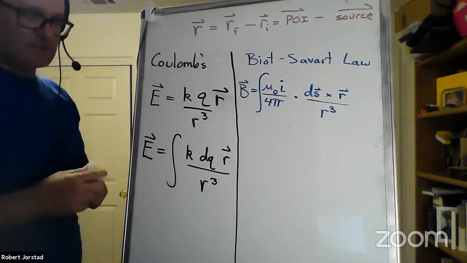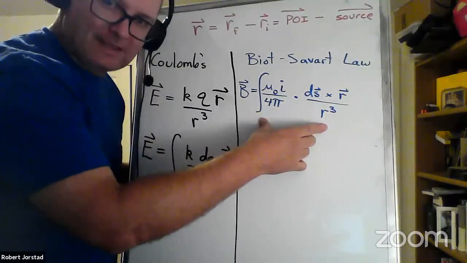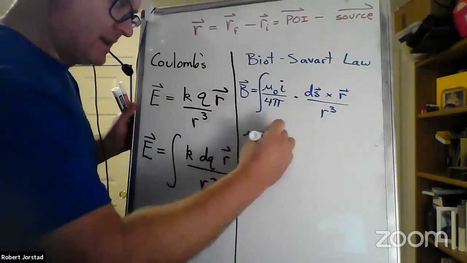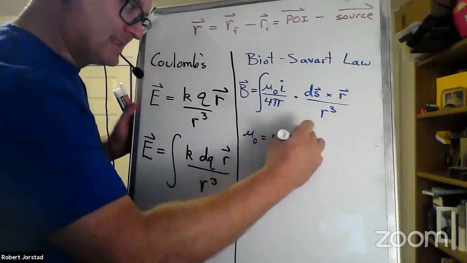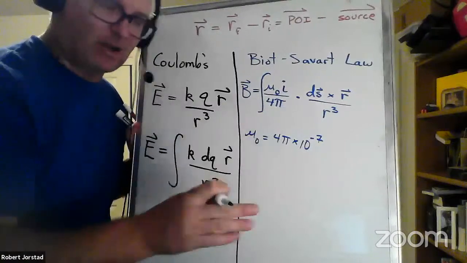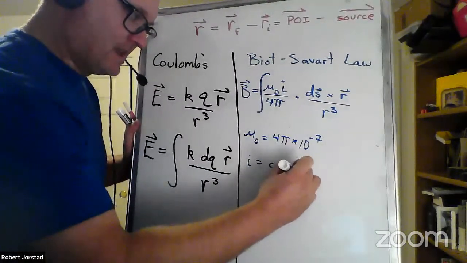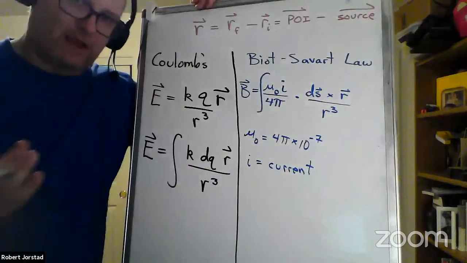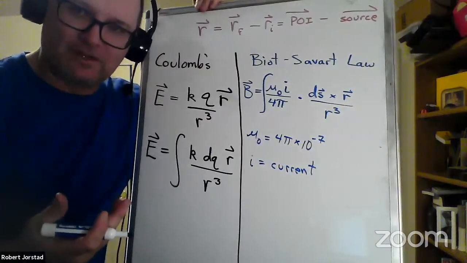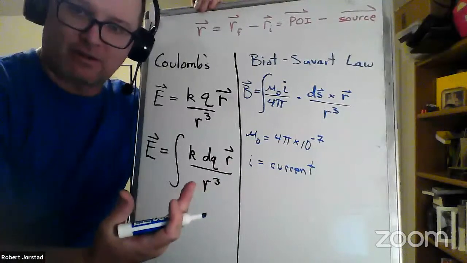The trick is we need to figure out how to rewrite this integral in Python. If it helps, mu naught is just some number, 4 pi times 10 to the minus 7th. Let's not worry about the units right now; we'll do that tomorrow. I is current, and this is something cool we don't have to worry about: current for us is always going to be uniform, the same current at every piece of the wire that we integrate over.